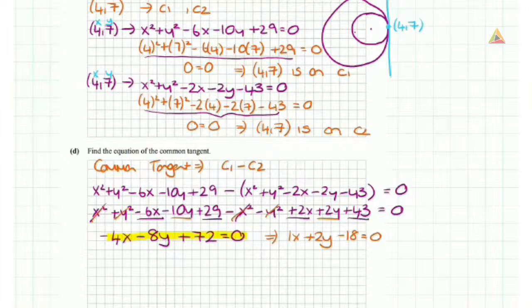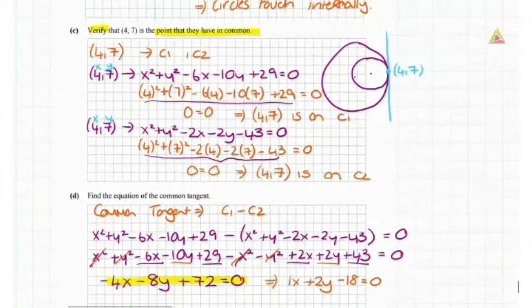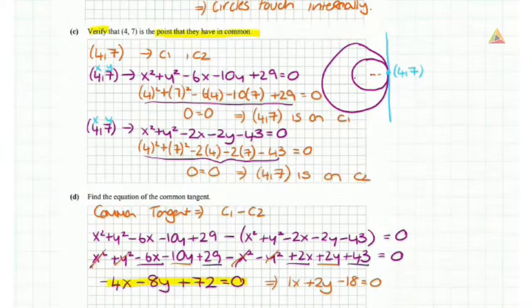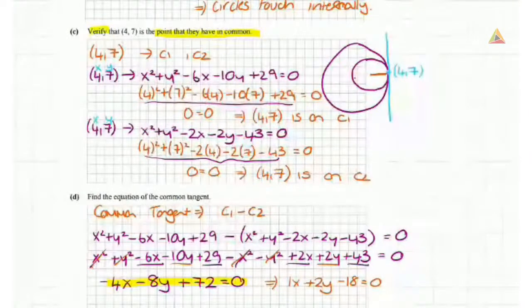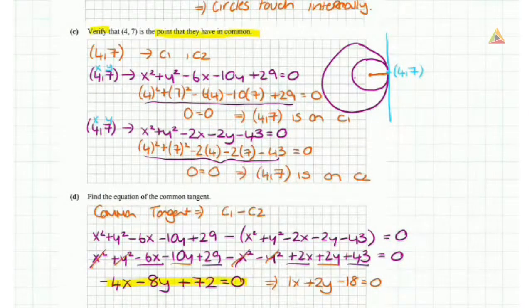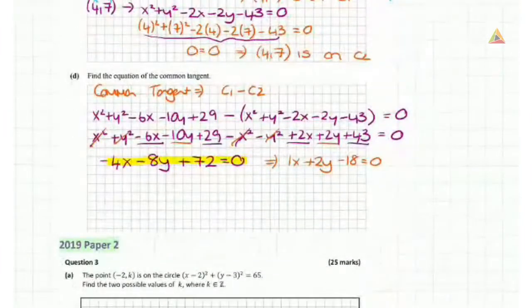But like I said, there is another way of doing it, just to show you very briefly. What we could have done is we could have found the slope of that line there. So the slope of the radius from the center of either of the circles to the point (4, 7), which is on the common tangent. So we could find the slope. Let me just write this out for you here.